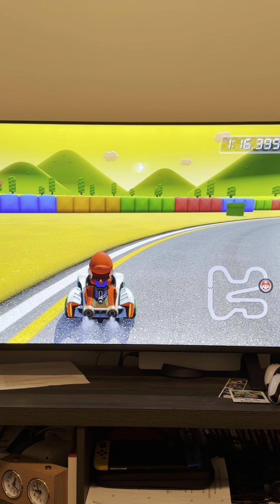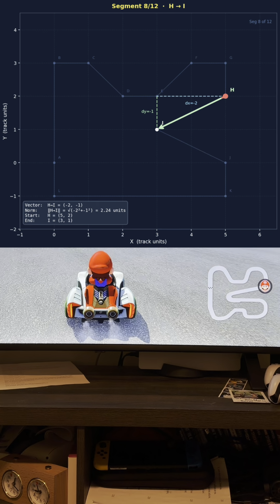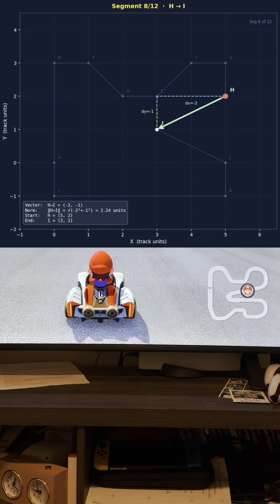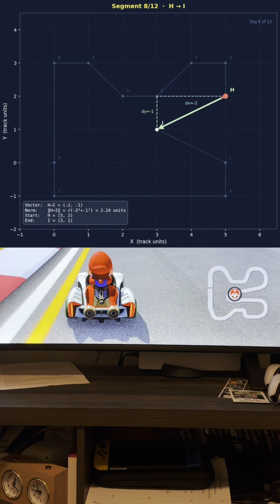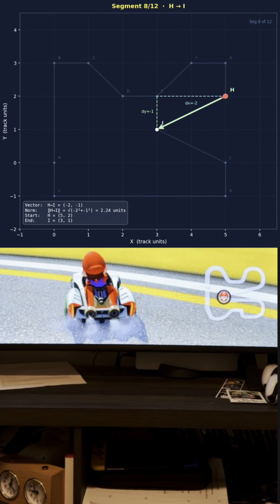From H at (5, 2), Mario drives diagonally all the way down to point I at (3, 1). That's a vector of (-2, -1). Now visually you can see that this is a diagonal move, but how long is it actually? That's where norms come in. If Mario wants to figure out exactly how far he has traveled, then he'll need to find the norms of all the vectors. Let's just start with H to I.